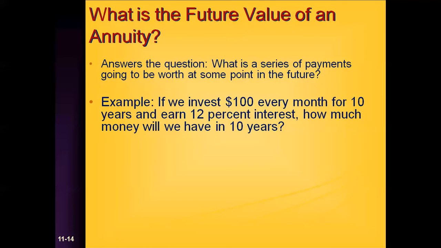In this particular example, you're going to invest $100 every month for 10 years. You're going to earn 12% interest, and the question is, if I do that, how much money will I have in 10 years? In the calculation, the ANN, or annuity amount, is $100. Present value is 0. The rate of interest is 12%. You're investing each month, so that's 12 periods per year, and 12 periods times 10 years is 120.